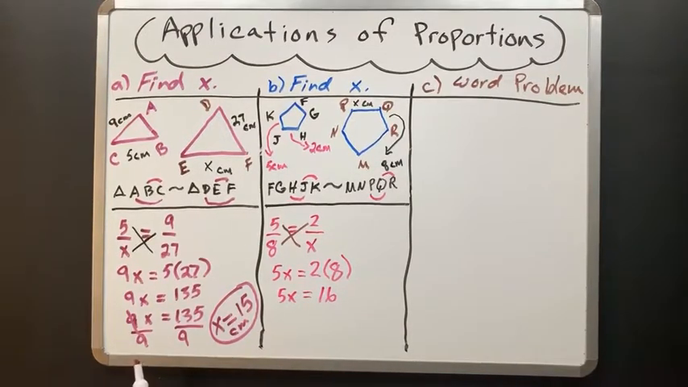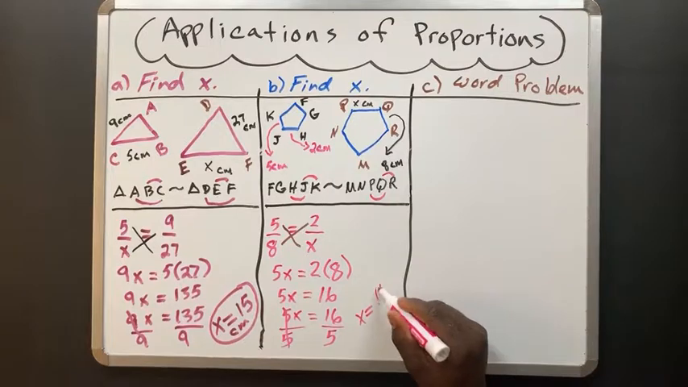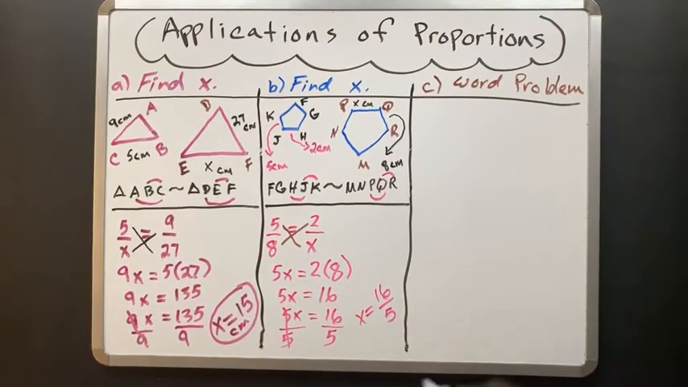Just like we had to use the division property of equality over here, same thing here in order to get rid of the 5. The opposite of multiplying x by 5 is to divide x by 5. So we can get rid of this coefficient. 5 divided by 5 is 1. Whatever you do to one side of the equation, you have to do to the other. We're going to divide 16 by 5. And then what do we have left? X equals 16 over 5.